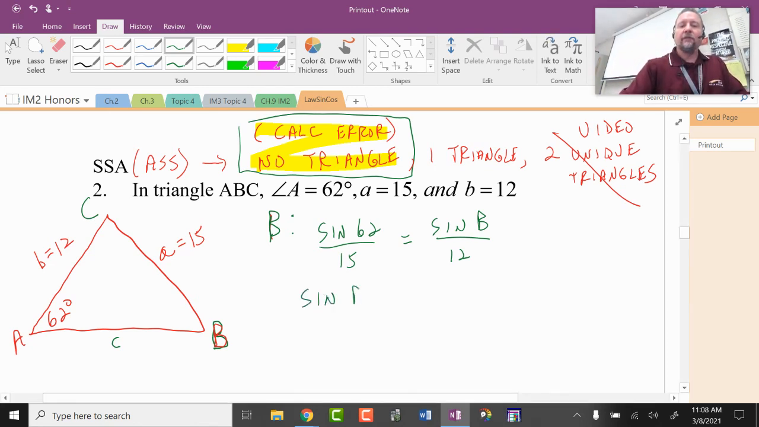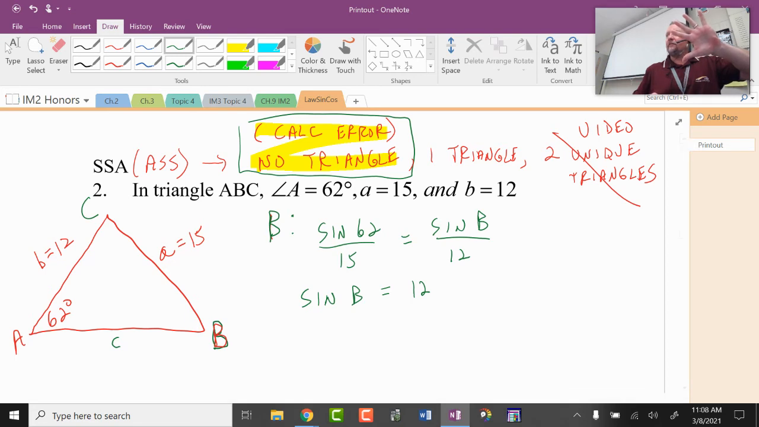Ooh, we got something different here. What button am I going to have to use on my calculator to find angle B? This is the basic trig question. What's the word for it? Starts with an I. Good, inverse sine.